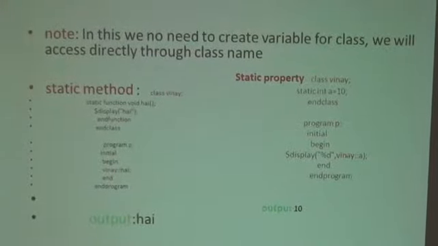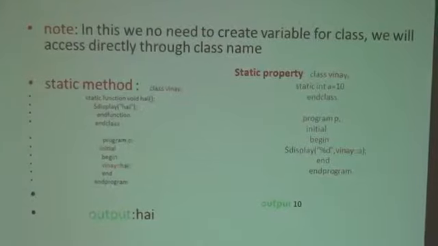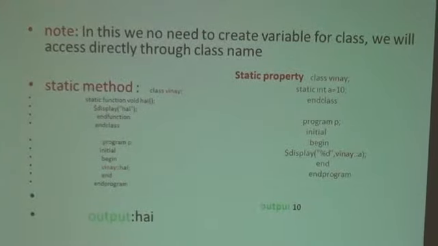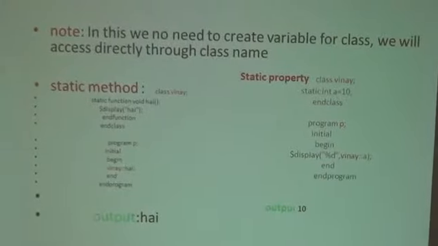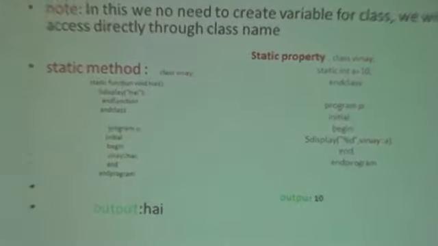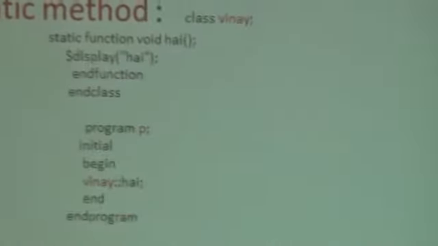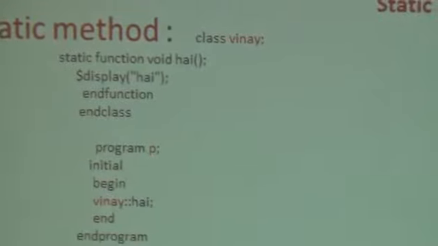And this is the slide which I have already explained by execution. In this we need not create a variable for the class. We will access directly using the class name. This is the example for static methods and static properties, which you are going to use with the scope resolution operator without creating an object, which we have already seen here.